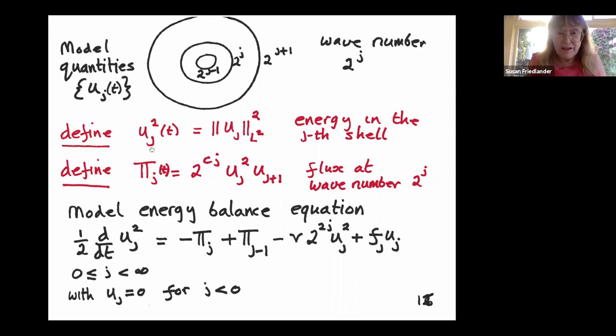So with this definition of our flux and definition of this expression as an energy, the energy balance equation for our model will be that the time rate of change of the energy in this jth shell will be the difference of the flux going in and coming out. If we're looking at the Navier-Stokes type model, then we also need a term coming from the Laplacian. And that will be this viscosity term multiplied by, the Laplacian most naturally is modeled in this dyadic sense as 2 to the 2j. And here now we've multiplied the energy equation, multiplying Laplacian of u by u. So that's giving us obviously a u_j squared term. And then we may have a forcing, and we multiply everything by u_j, that forcing term in the energy balance will be F_j u_j.